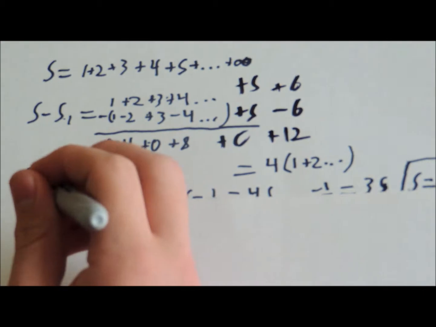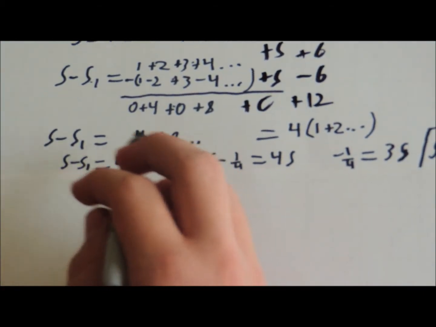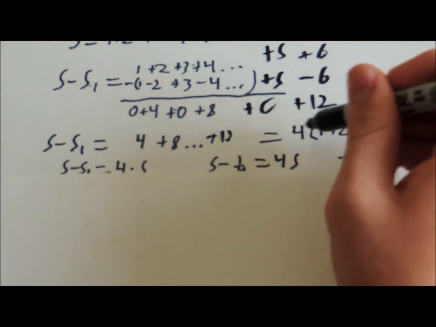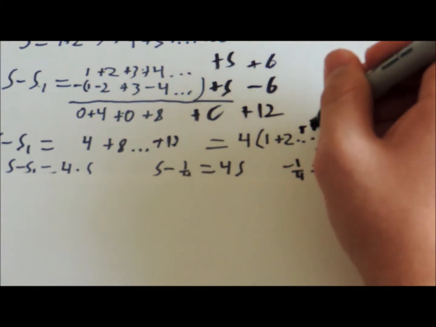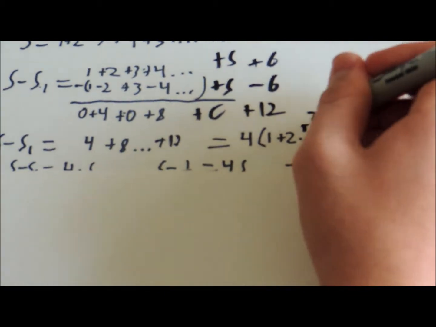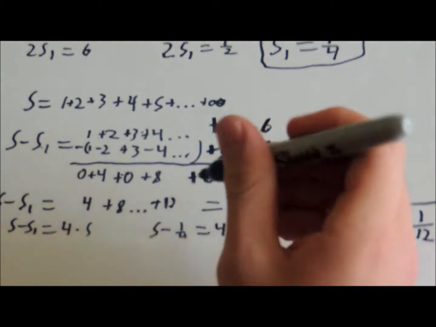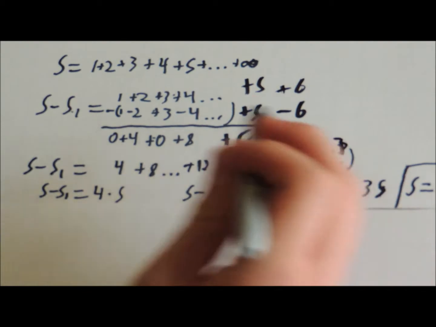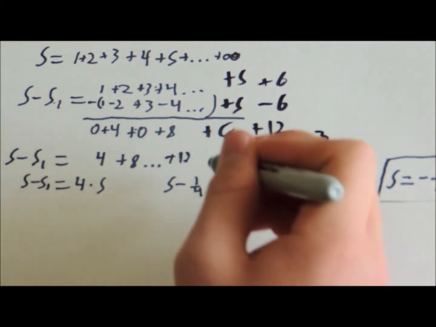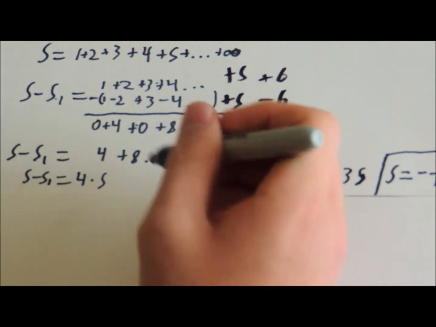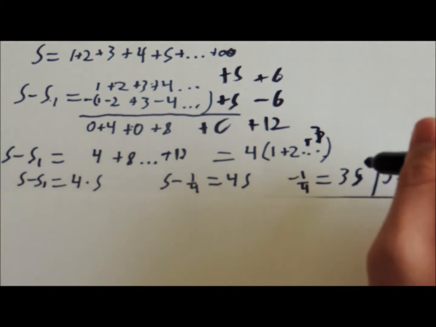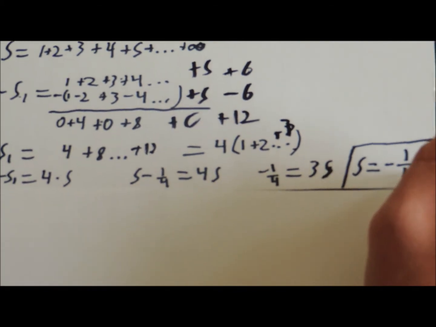So s minus S1 is equal to 4 plus 8 plus 12. And that's 4 times 1 plus 2 plus 3. Well, that's interesting. This is the same series as the sum of all natural numbers. So s minus S1 is equal to 4 times s, because it's 4 on the outside. And since S1 is equal to 1 over 4, s minus 1 over 4 is equal to 4s. Negative 1/4 is equal to 3s, so s is equal to negative 1/12.